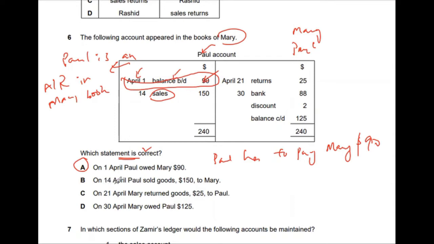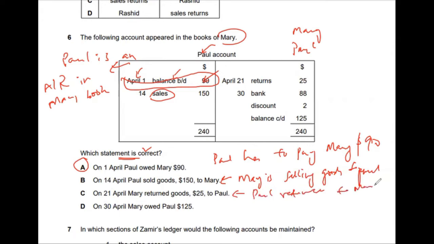So if you look at option B, on 14th April, Paul sold goods of $150 to Mary. Now, no, this is incorrect, because Mary is selling goods to Paul. On 21st April, Mary returned goods to Paul. No, Mary cannot return. Paul returned goods to Mary, right? So you see these options are incorrect. Option D, on 30th April, Mary, or no. So we already said Paul owed Mary $125. So again, this option is incorrect.